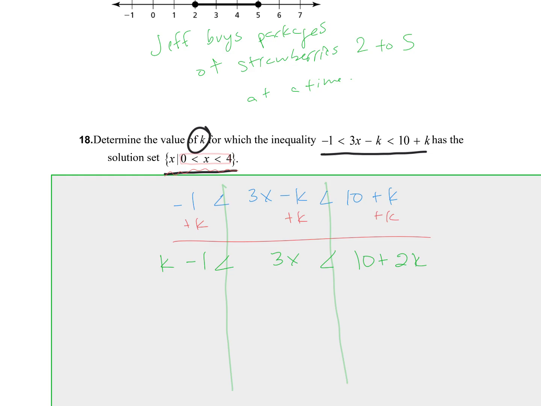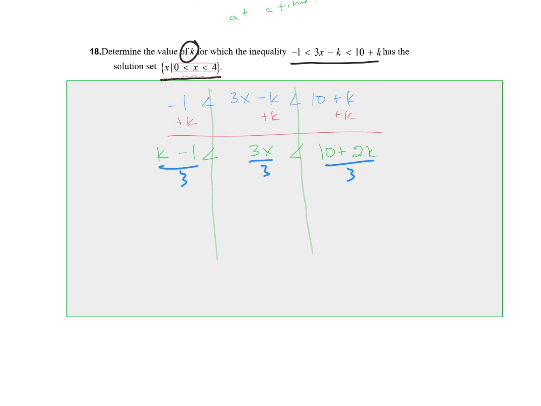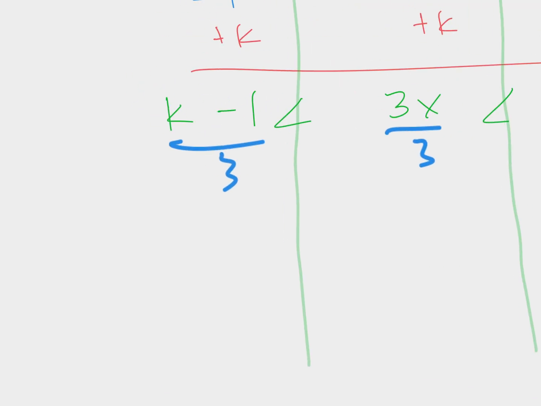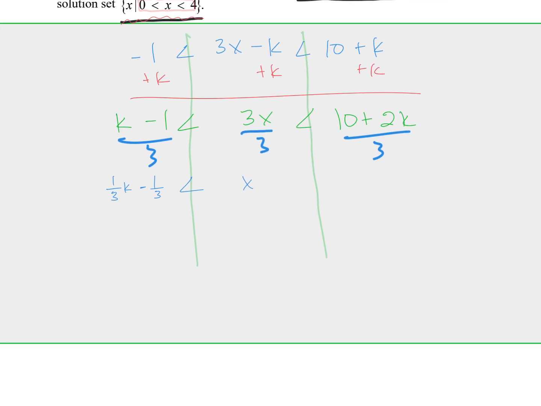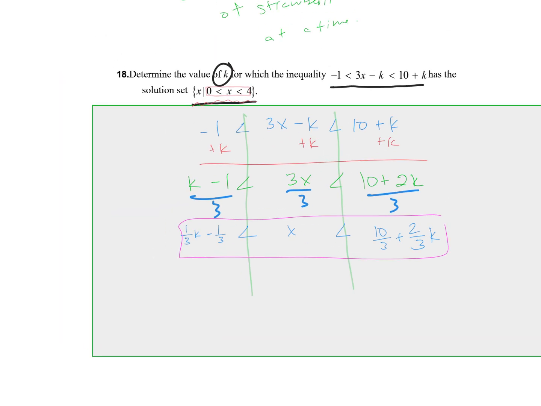All right? I'm going to divide everything by 3. And I could leave it like that, but I'm going to put it into a fraction format. So it would look like this, 1/3 k minus 1/3. Take a moment to see if that makes sense to you. If it doesn't make sense, that is something we can discuss. Now, this thing right here, except for these being kind of ugly, looks exactly like that. 0 on the left, x in the middle, 4 on the right.